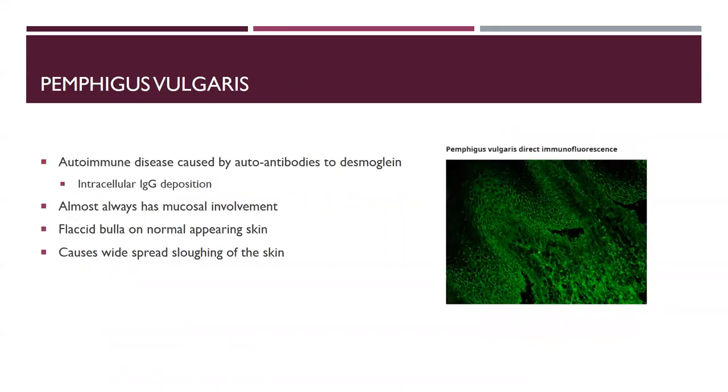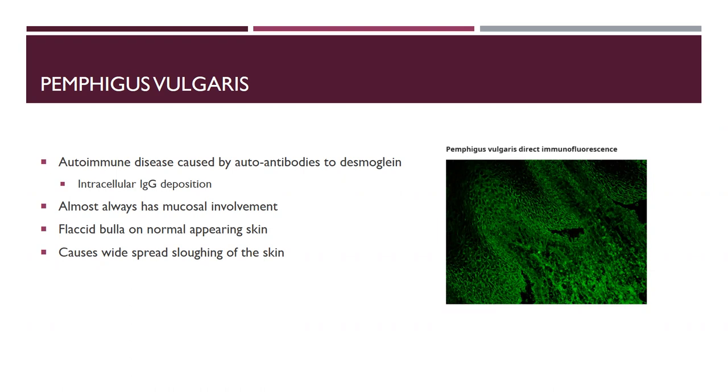Pemphigus vulgaris. So this is an autoimmune reaction to the desmoglein cell adhesions. What you'll interestingly see on microscopy is intercellular IgG depositions, which is what this lovely green picture is. It's been a long time since I've looked at slides like that, and I hope to not have to do it very often. But it almost always has mucosal involvement.